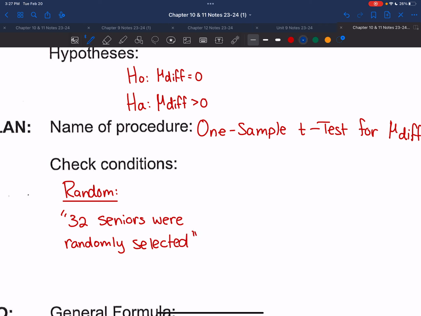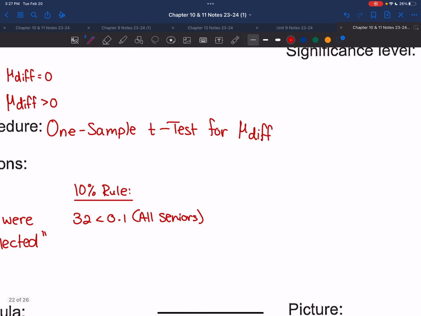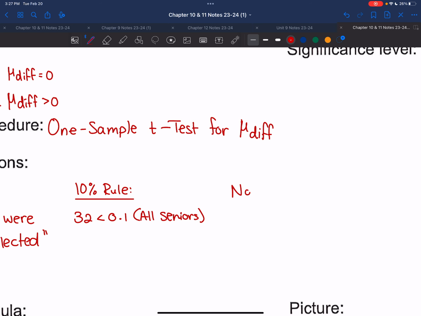Okay, so we're good there. Next up, you got the 10% rule. All right, so it's safe to assume that 32 is less than 10% of all seniors. Safe to assume that there's more than 320 seniors, right? And then the last one is your normal condition. This one's easy because we got a sample size of 32, and that's greater than or equal to 30. So our central limit theorem is done. That checks out. All right, so conditions are met.